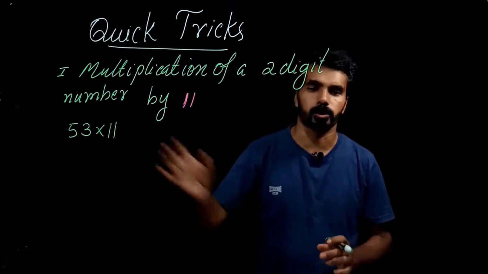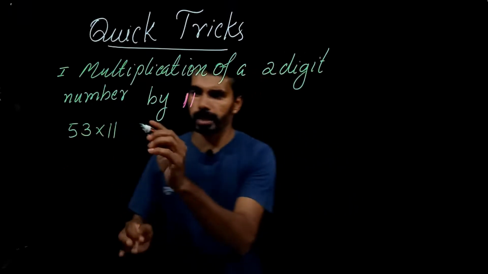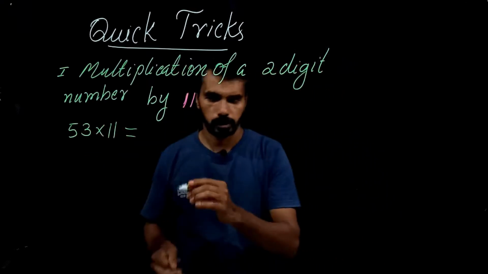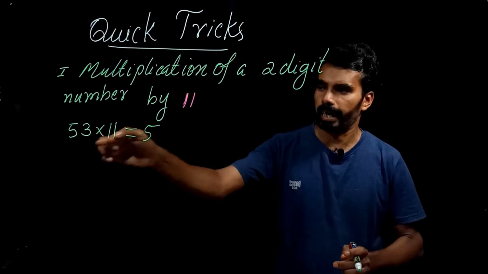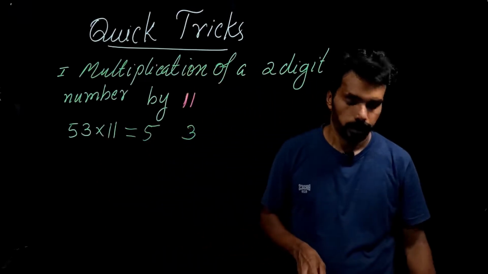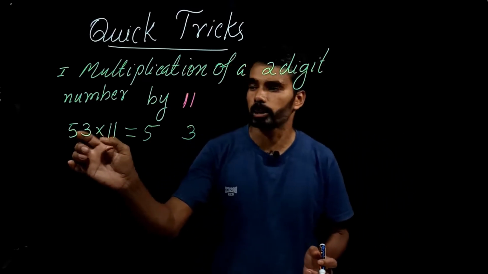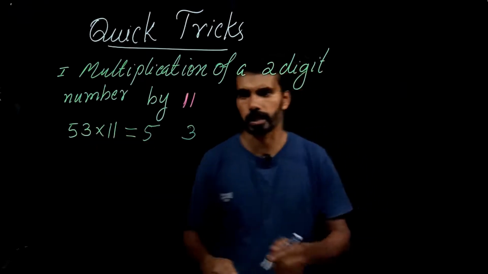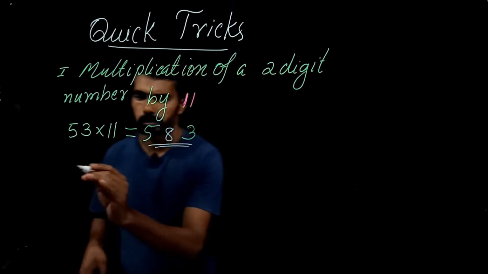Here let us take a two-digit number 53. To get the product, we first write the 5 itself. That is, the product starts with the first number and ends with the number 3 itself. Now to get the middle number, we simply add these two digits. 53 is given, so 5 plus 3 is equal to 8. This is the answer.